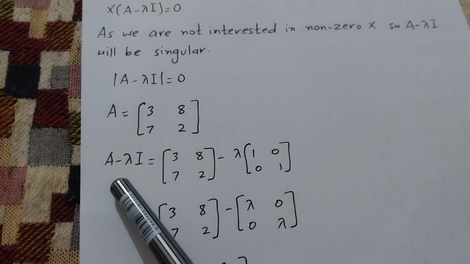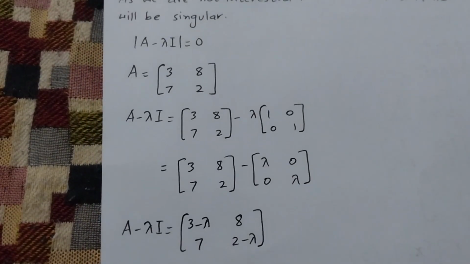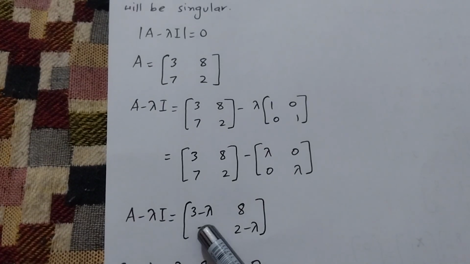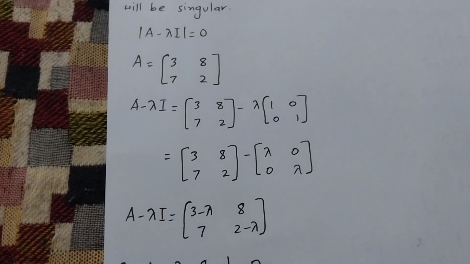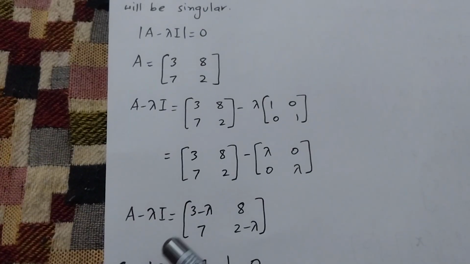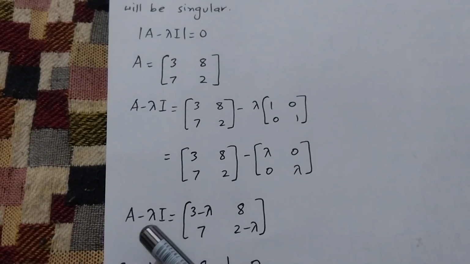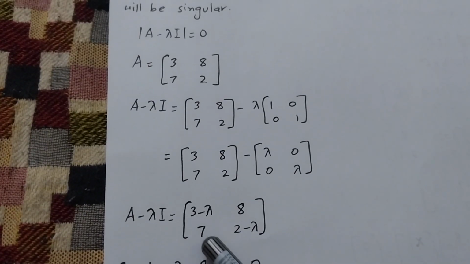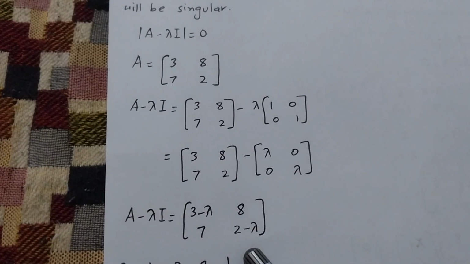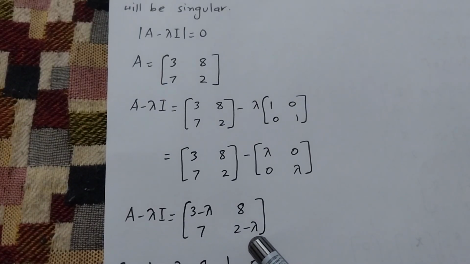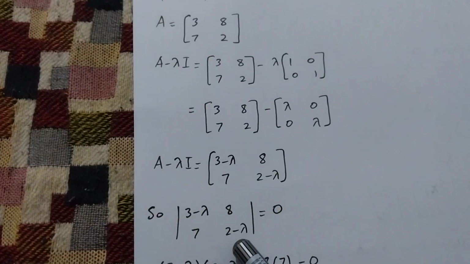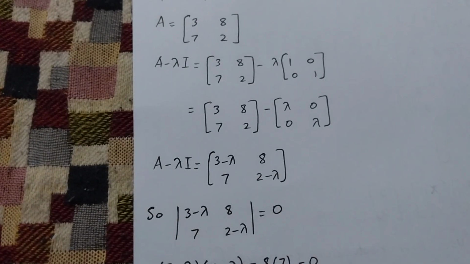And as we're interested in A minus lambda I, we'll just subtract these two matrices. We'll get A minus lambda I is equal to 3 minus lambda, 8, 7, 2 minus lambda, and we'll take the determinant of this A minus lambda I and put it equal to 0 to get eigenvalues. So we'll take the determinant of this matrix and equate it with 0. So we have the determinant of 3 minus lambda, 8, 7, 2 minus lambda equal to 0.